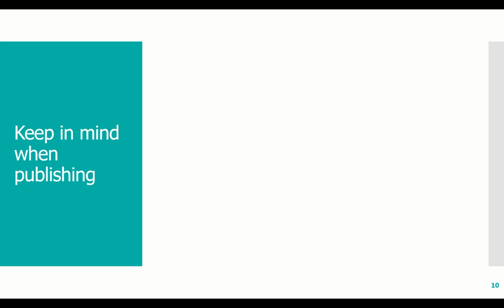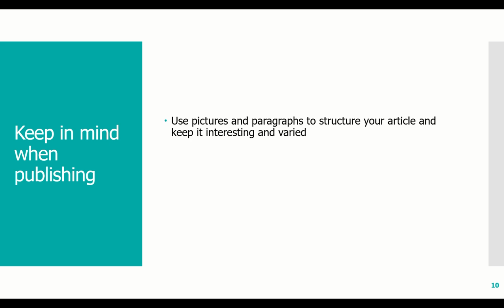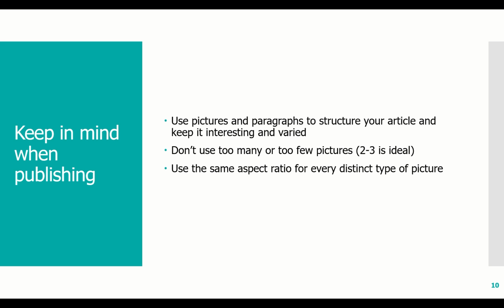What you have to keep in mind when publishing: use pictures and paragraphs to structure your article and keep it interesting and varied. Don't use too many or too few pictures, usually 2 or 3 pictures is ideal to break up the pace of the text and provide a few interesting visual aspects. Use the same aspect ratio for every distinct type of picture, so 4:3 or 16:9, but be consistent. If you want to include a video, please embed it.